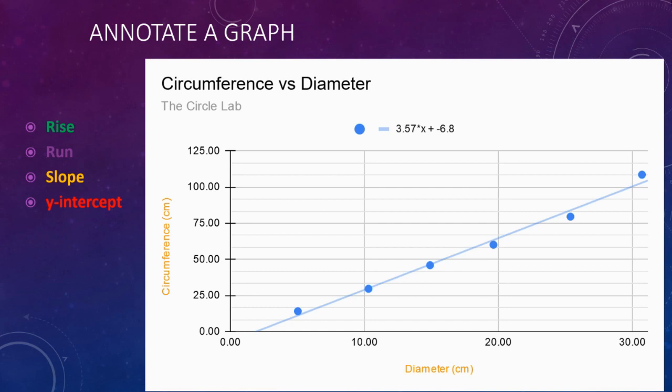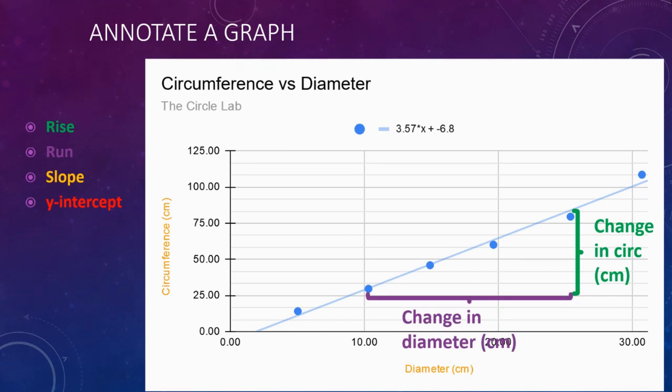The rise on our graph is how much the line goes up according to the y-axis. In this case, it is the change in circumference. To annotate this, we are just going to make a little bracket between 2 points and label it as the change in circumference. It is also important to note that we measured this in centimeters. The run on a graph is the amount the variable on the x-axis changes between the same 2 points. On this graph, the run represents the change in diameter, and again, we measured this in centimeters.